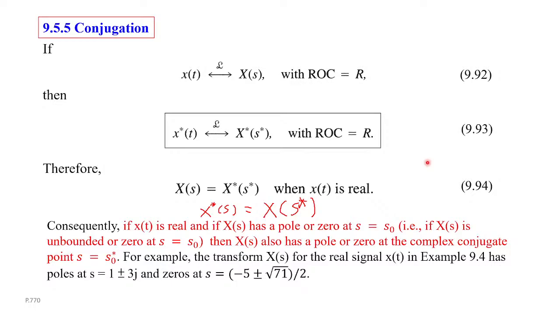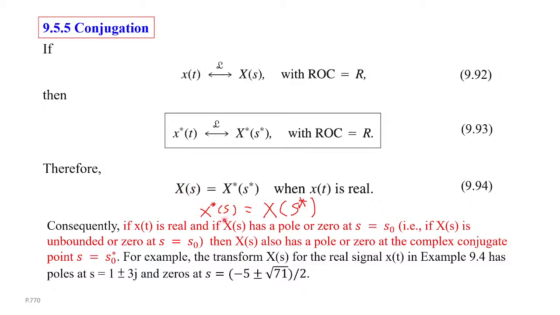So let's see, how do I? The reasoning is here. So if it's real, then we have these equations. Then if X of S has a pole at S naught, it means X of S is infinity. Then, okay, I think it works this way. So X of S is unbounded.